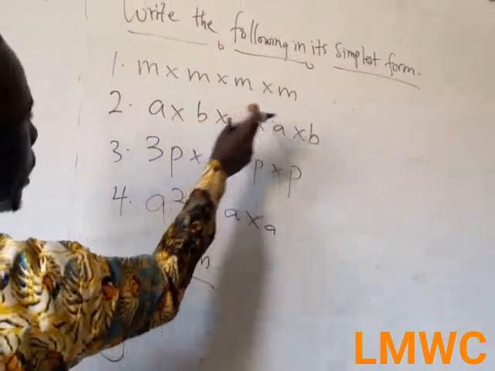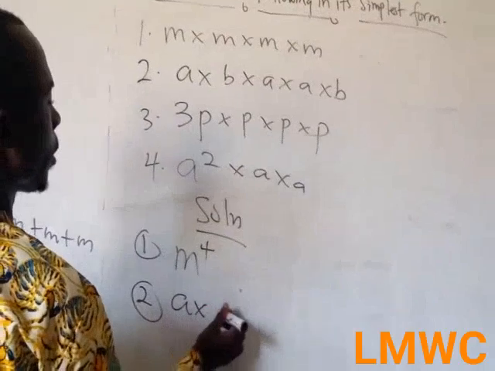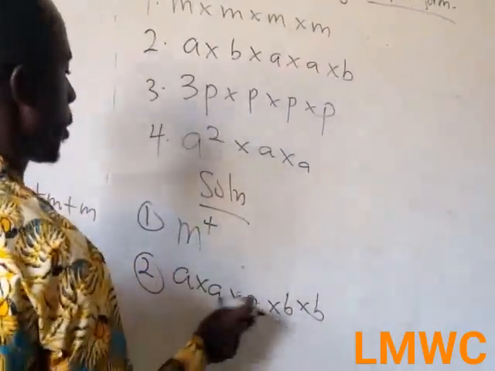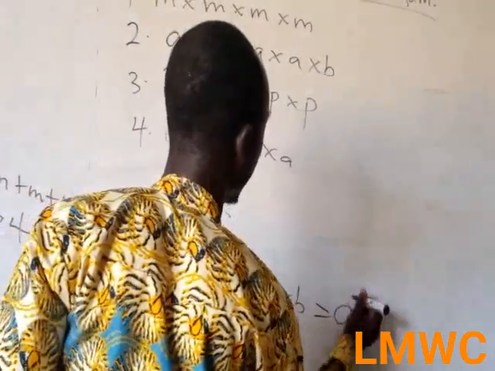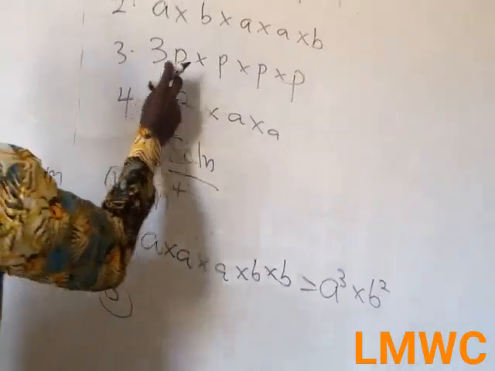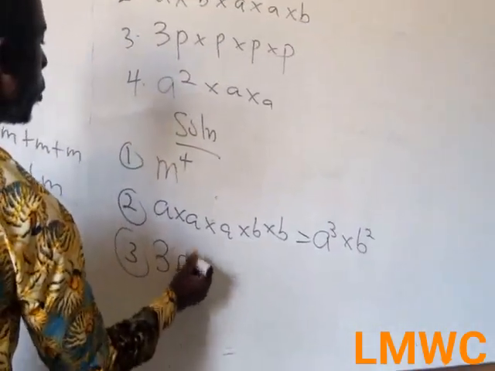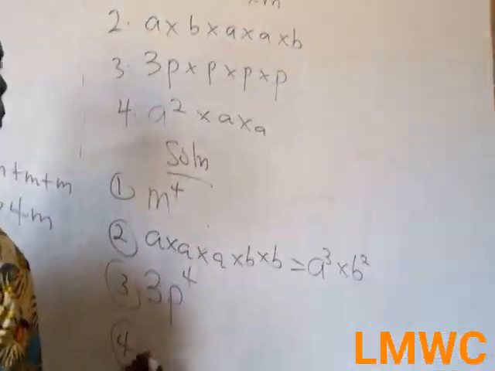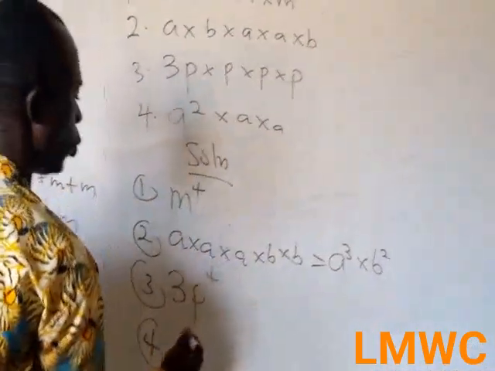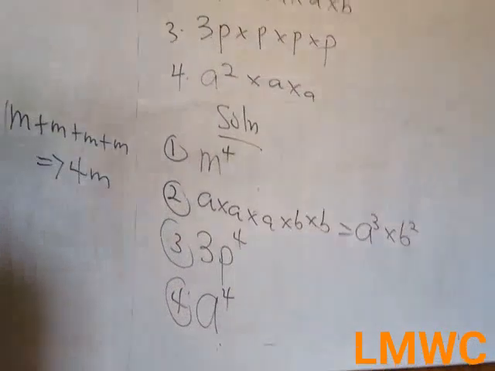2. A times B times A times A times B. So you rearrange it: A times A times A times B times B. This becomes A to the power 3 times B to the power 2. 3. This times this times this times this. How many B's? It is 4. So 3B to the power 4. 4. A squared times A times A. So this is additional, so it becomes A to the power 4. So these are your answers.